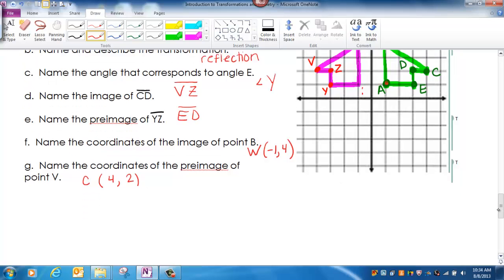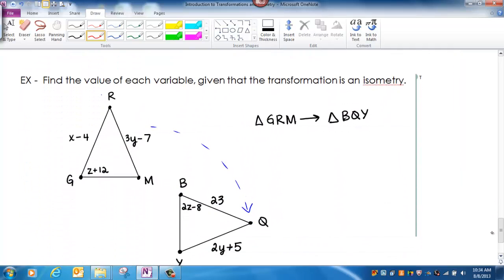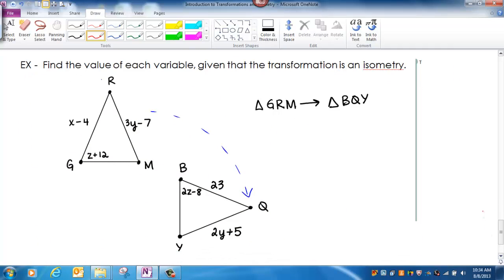Okay, next example. Find the value of each variable given that the transformation is an isometry. Okay, so size and shape are not changing, but you can tell from the arrow that it's rotating. And also here it's telling the pre-image which angles and sides correspond to those on the image. So if we start off, G here corresponds to B. So right here, angle G is going to correspond to angle B.